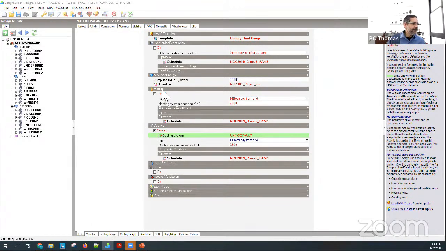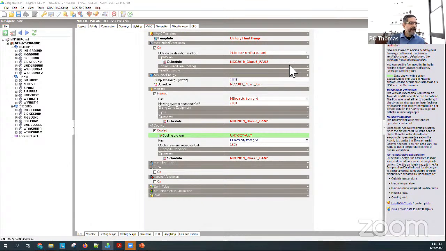So as you can see here, in the template, I've got unitary heat pump. I've turned on mechanical ventilation, and because I'm doing a cooling load calculation, I will put cooling on. Now you may or may not put on heating. Like in many places in India, we don't do heating, but I have left it on.